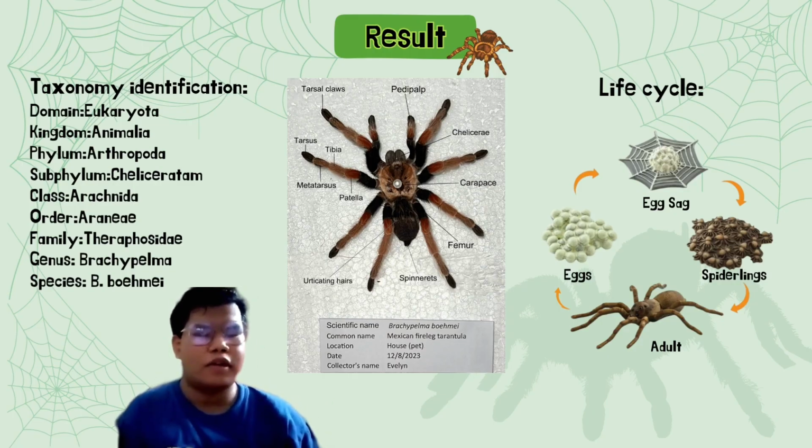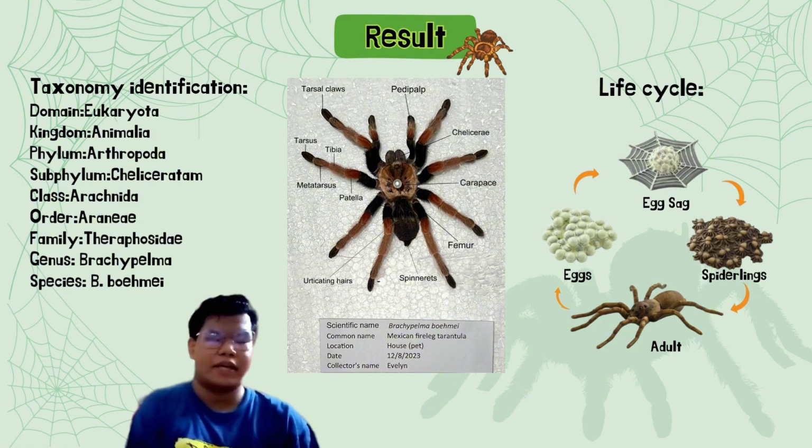Okay, so let's move on to the result from my other friend, Evelyn. Her specimen's scientific name is Brachypelma boehmei, and the common name is the Mexican fireleg tarantula. The taxonomy identification is domain Eukaryota, kingdom Animalia, phylum Arthropoda, subphylum Chelicerata, class Arachnida, order Araneae, family Theraphosidae, genus Brachypelma. The species is B. boehmei.